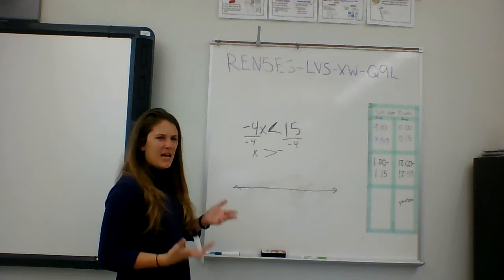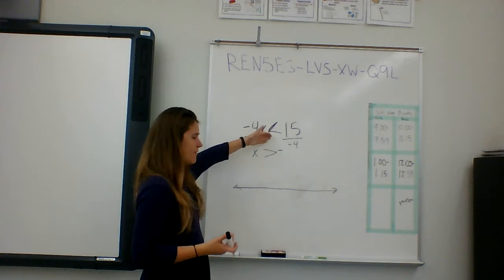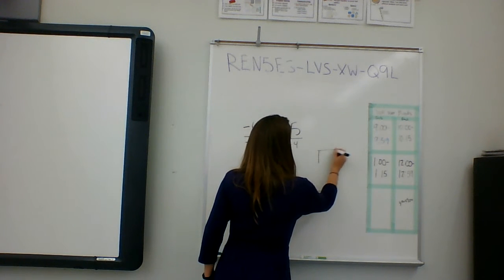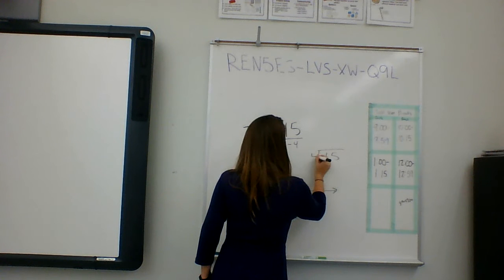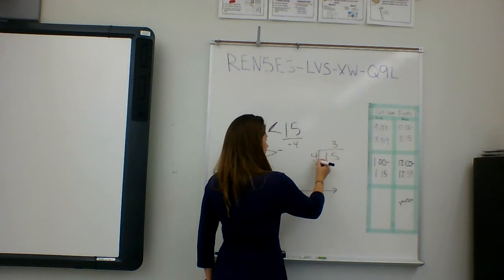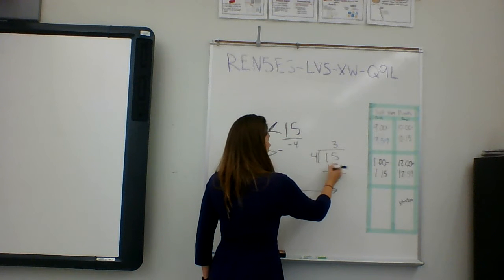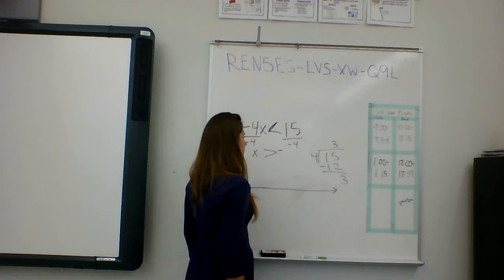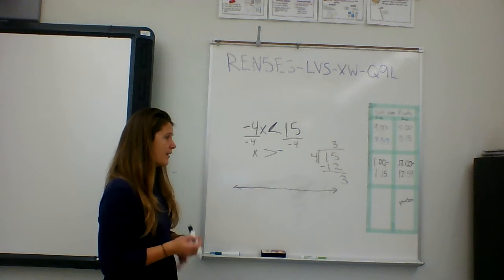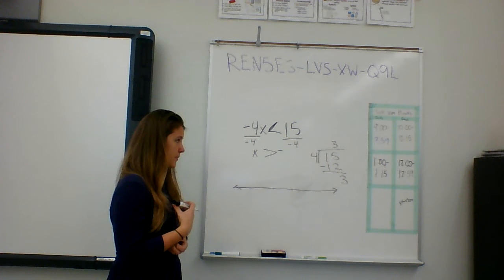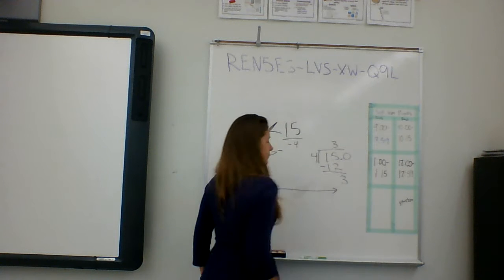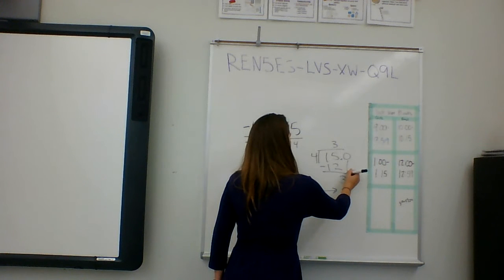Now, 4 times nothing gives me 15, so I have to do long division. 15 divided by 4. 4 goes into 15 3 times. 3 times 4 is 12. I subtract and I get 3. There's two different ways. We could do this as a decimal or as a fraction. I'm going to do it as a decimal. So I'm going to put a decimal here and a 0. I will bring that down.